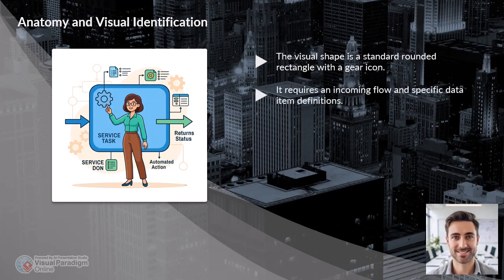Unlike simple tasks, service tasks must receive structured data that matches the underlying service's requirements to function correctly and return a meaningful result. Once triggered, the system executes the logic and outputs a result, such as a success code or an error message, which dictates the next path in the workflow.